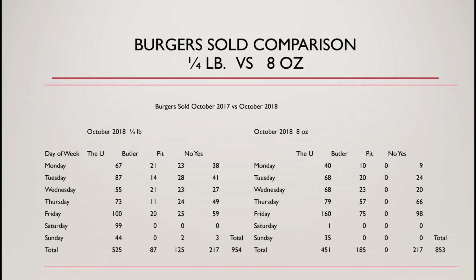And finally, we have the burgers sold comparison. Towards the middle of the page, you'll see that in October, the quarter-pound burgers that were ordered were 954, and the 8-ounce burgers that were ordered, there on the bottom right, were 853. So a little bit more quarter-pound burgers were ordered, but it seems, from what I can tell, the burgers are being enjoyed by the customers and the employees are being trained.